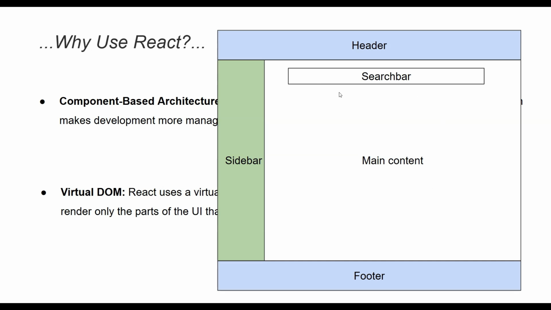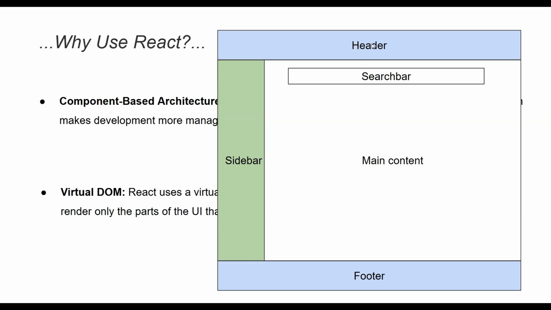So for example, right here, we can see this is a website, right? We have the header, the sidebar, the footer, we have the search bar, we have the content, the main content. So now you can see everything right here as a separate component.